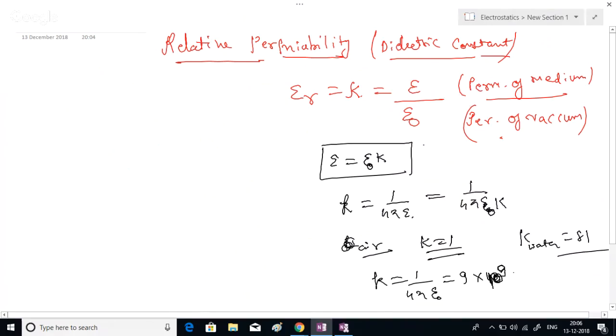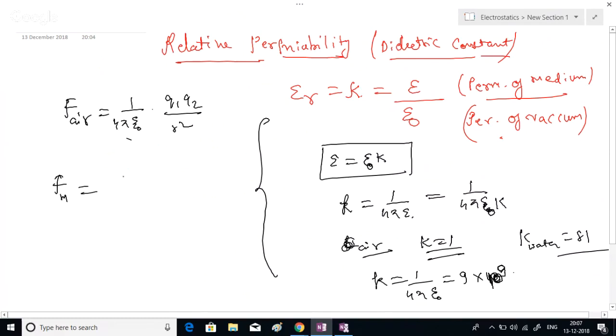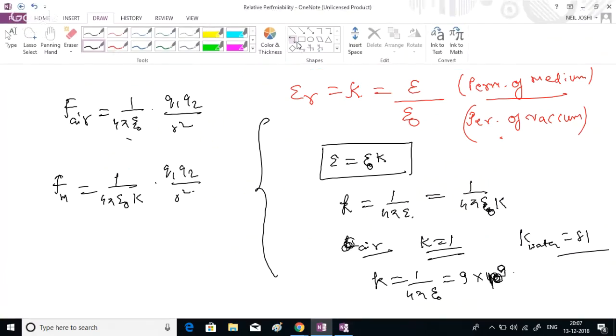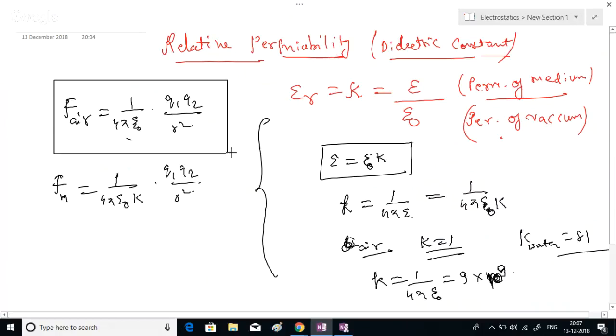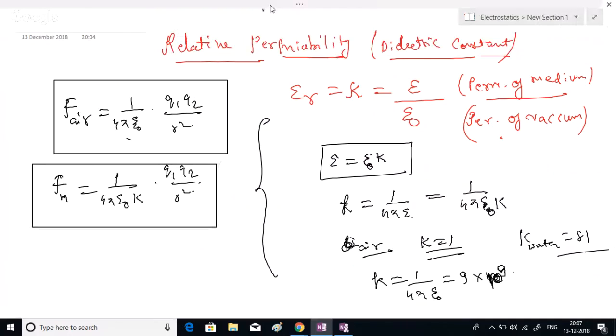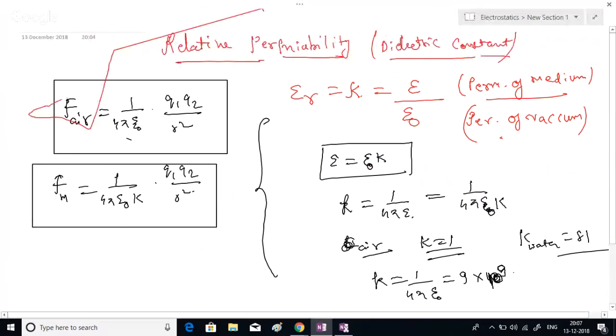So the force in air is equal to 1 upon 4 pi epsilon naught into Q1 Q2 by r square. And the force in the medium is equal to 1 upon 4 pi epsilon naught into K into Q1 Q2 by r square. Is this clear, everyone? So this is how we can find out the force.